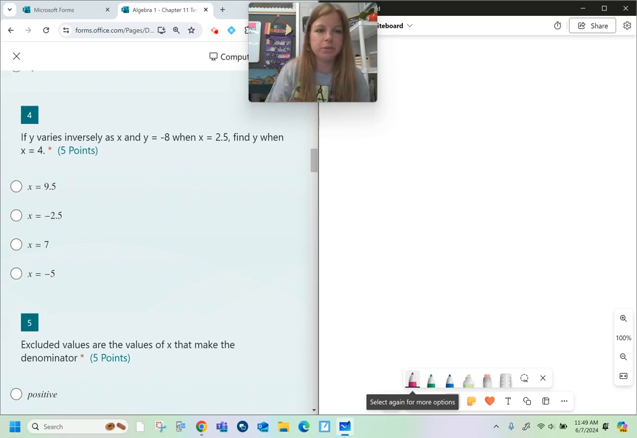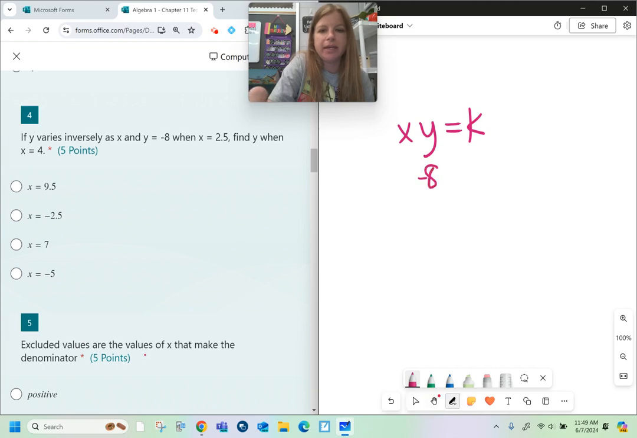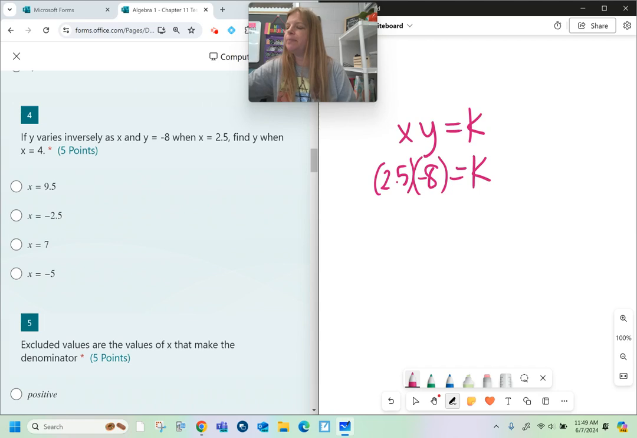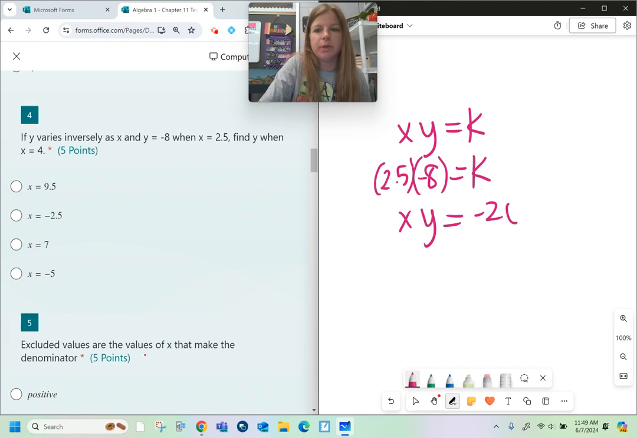Number four, if y varies inversely as x and y equals -8 when x equals 2.5, find y when x equals 4. So basically, since x and y are supposed to multiply to get the same answer, if I take the first values, it says y equals -8 when x equals 2.5. If I multiply those two together, I'm going to get my value for k. So 2.5 times -8 is -20. That means x times y should be equal to -20.